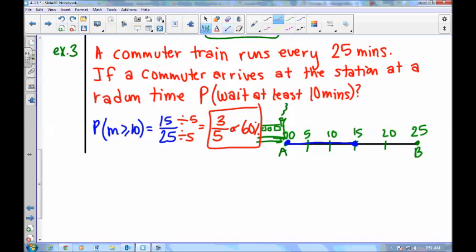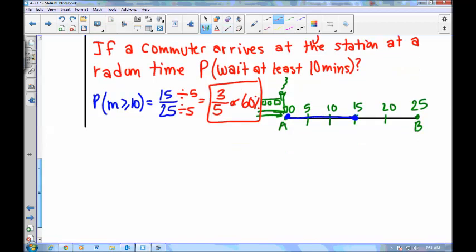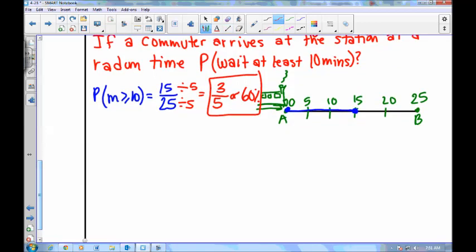What's your probability of waiting less than 10 minutes? 40%, excellent. Okay, so we've done 3 length problems. Are there any questions on how you find the probability using the length? Okay, good. Let's try area, because geometric probability also goes 2-dimensionally.